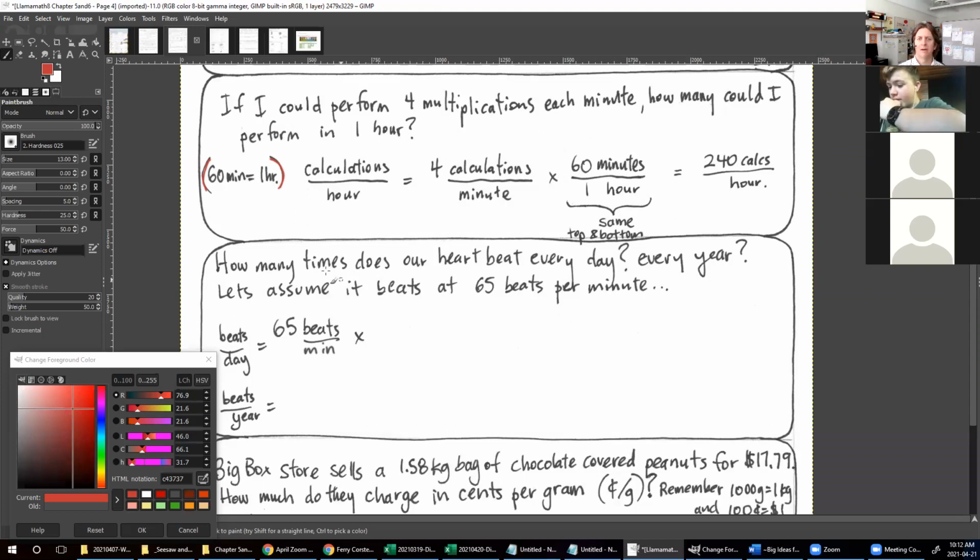So what am I looking for? I'm looking for calculations per hour. So I'm going to write that. What are the units that I want in the end? Calculations per hour.